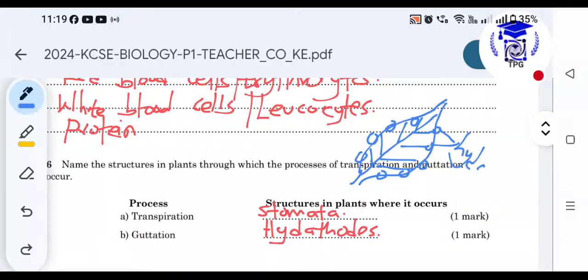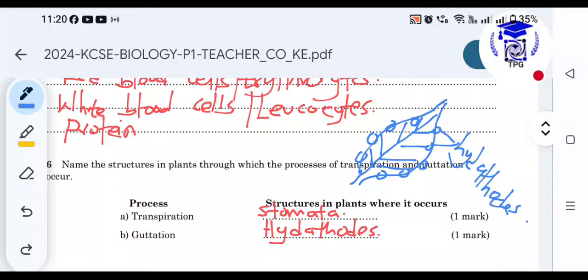These openings are what we call hydathodes. They are known as hydathodes. We continue.